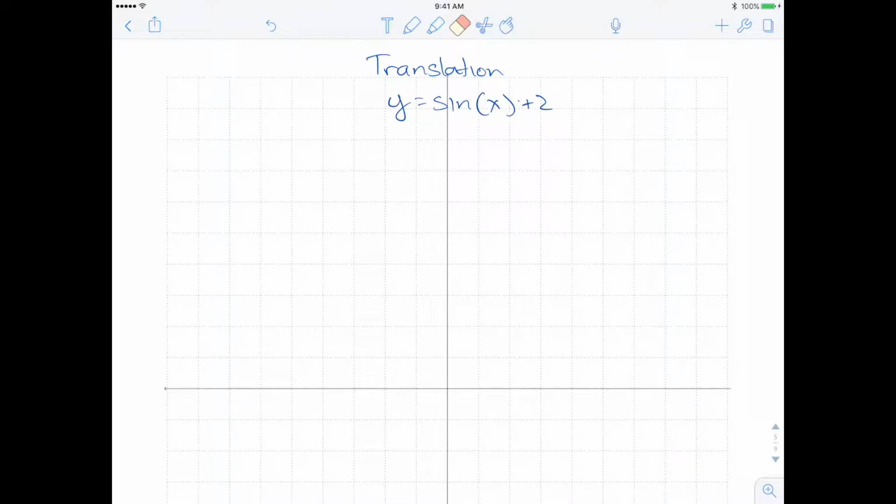Okay, now that we've gone over the basic shape of these trig functions, we can talk about translations of their graphs. And these will work really the same way. So if we want to sketch y is equal to sine of x plus 2, we'll take the basic graph of sine of x. Remember that this is 1, this is negative 1. And we're going to take this graph and shift it up 2 units.